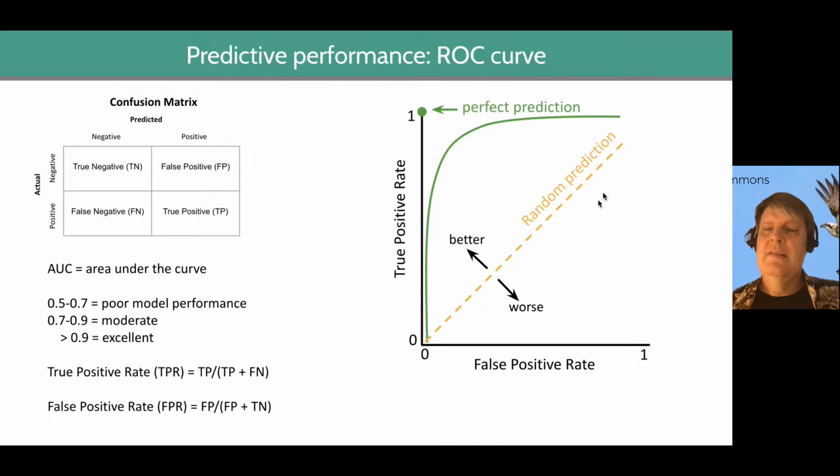And this is a random prediction. So if you were randomly predicting true positives and false positives, you'd follow along this line, and you'd have an AUC of 0.5 because this would be your area under the curve. But if you're doing better than that, your area under the curve increases. So that's what AUC is.